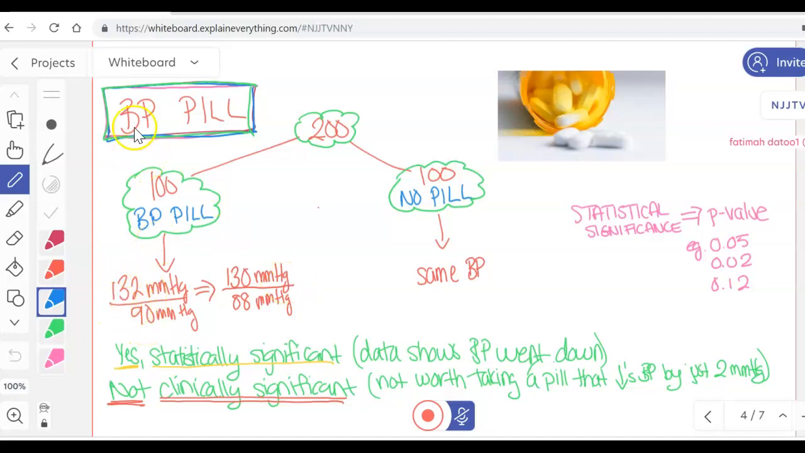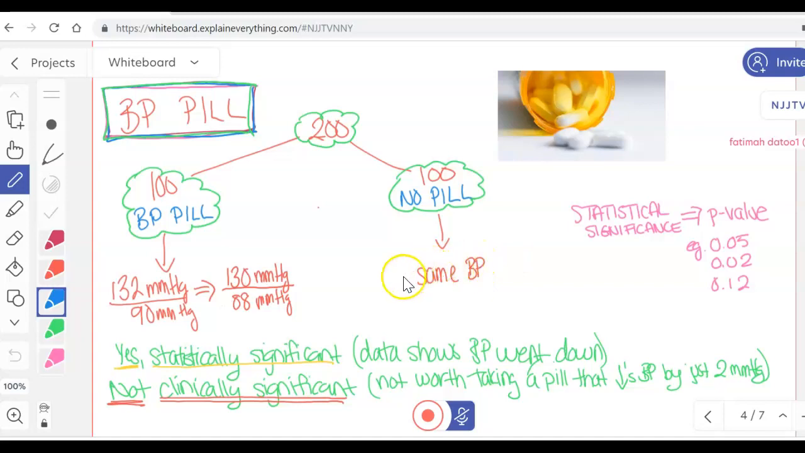And now, with this blood pressure pill, it dropped by 2. So it dropped from 132 to 130, and it dropped from 90 millimeters of mercury to 88 millimeters of mercury. So it did drop, right? And when you look at this one, they had the same BP, okay? So there was no change.